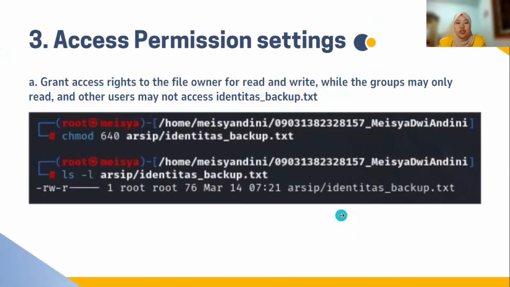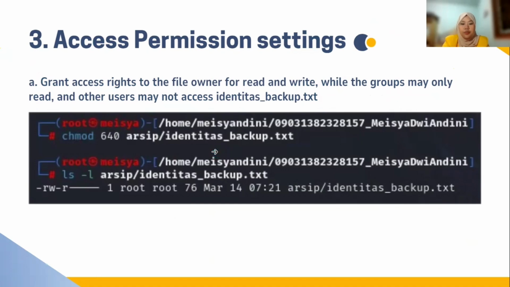Okay, we enter the third one, namely access permission settings. The instruction is to grant access rights to the file owner for read and write, while the group may only read and other users may not access identitas_backup.txt. We use the command chmod 640, space, the name of the subdirectory slash name of the file that we want to give access rights to.